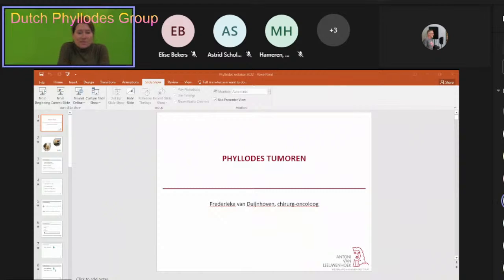Well, about Phyllodes tumors, it's a very small proportion of all the breast lesions. It consists of only 2 to 3% of all the breast lesions. So it's relatively rare for doctors to see a patient with a Phyllodes tumor, especially in the smaller centers. Most of the Phyllodes tumors are benign, but there's a small proportion, about 10%, that is malignant, and there's a part that is in between, as Elise just explained, the borderline Phyllodes tumors.